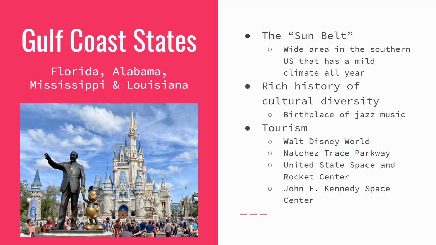As you move further south in the region, Florida, Alabama, Mississippi, and Louisiana make up the Gulf Coast states. The Gulf of Mexico is to the south of each of these states. This area is also known as the Sun Belt because these states experience a mild climate all year round. This area is known for its rich history of cultural diversity. Blues and jazz music were founded in the area of New Orleans, along with Louisiana's Cajun culture.